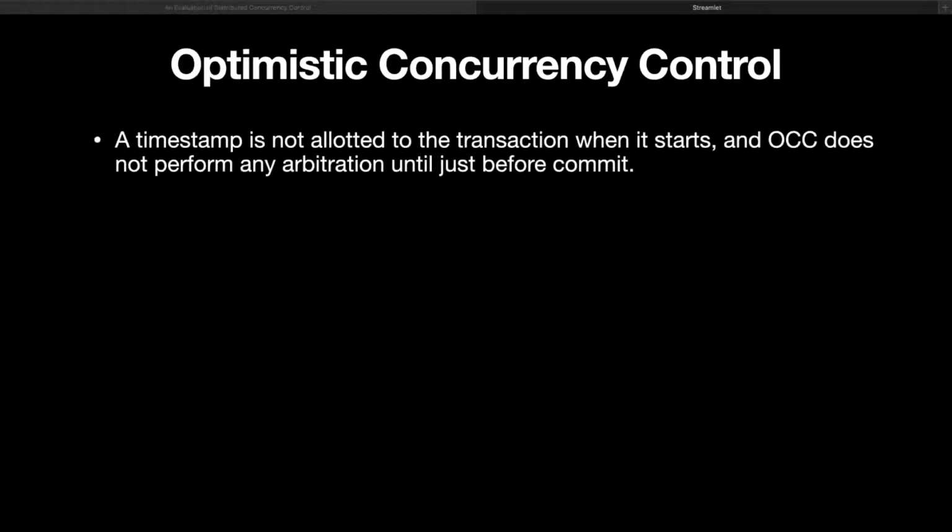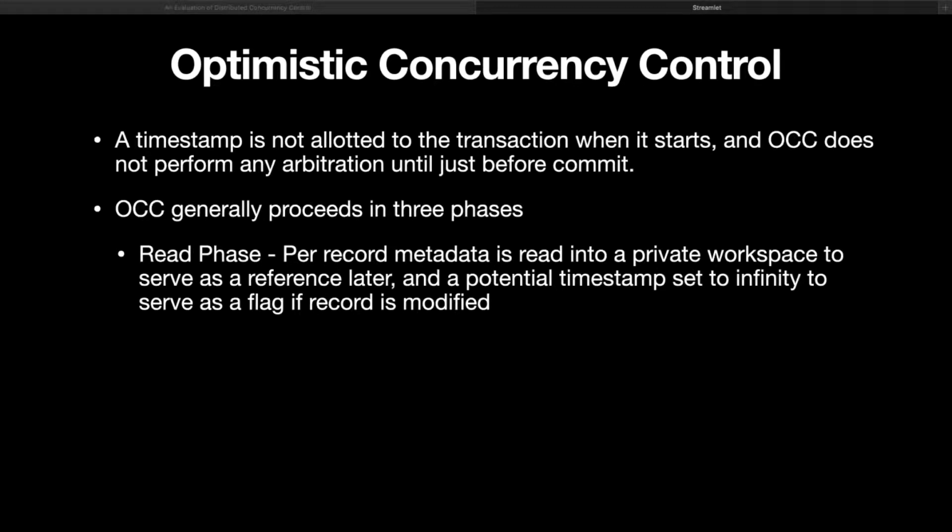As compared to the timestamp ordering protocols, this protocol tries to delay resolving conflicts as long as it can. So it performs arbitration just before it's about to commit. It moves in essentially three phases. The first phase is the read phase. The per-record metadata that the transaction is trying to access is copied into a private workspace, which serves as a reference for later.